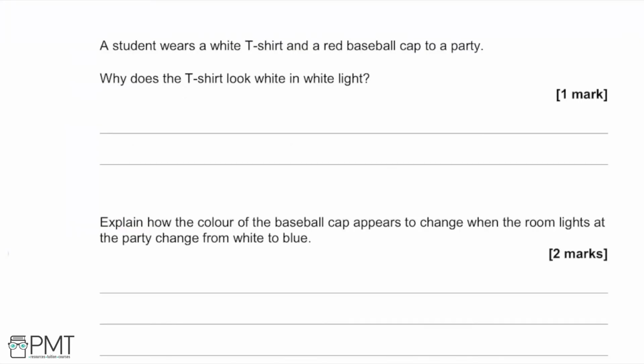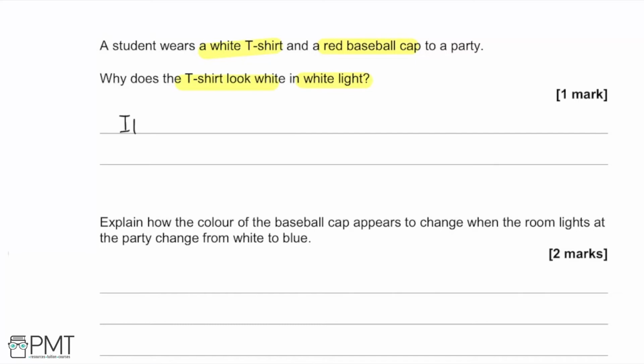So now we're told that a student wears a white t-shirt and a red baseball cap to a party, and we're asked, why does the t-shirt look white in white light? So, the colour of opaque objects depends on which wavelengths of light they reflect. So, for a white object, it's going to reflect all of the wavelengths of visible light for it to appear white, and it's going to reflect all of these wavelengths equally. So when all of the wavelengths of visible light mix together, we're going to get this white light, and that's going to be why the t-shirt looks white.